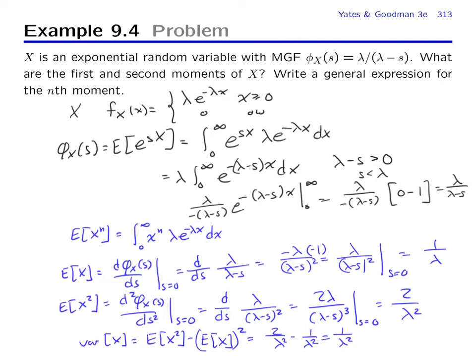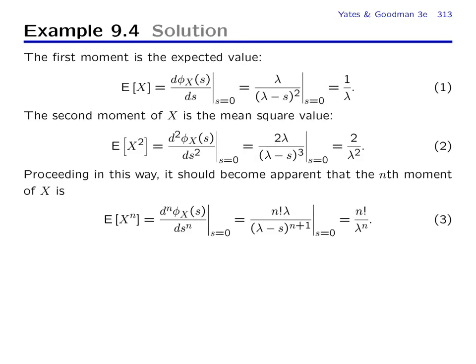an earlier exam. If you keep doing this, eventually you get to the nth derivative, which will be n factorial lambda over (lambda minus s) to the power n plus 1. And evaluating at s equals 0, you get the nth moment of the exponential, which is indeed n factorial over lambda to the n.